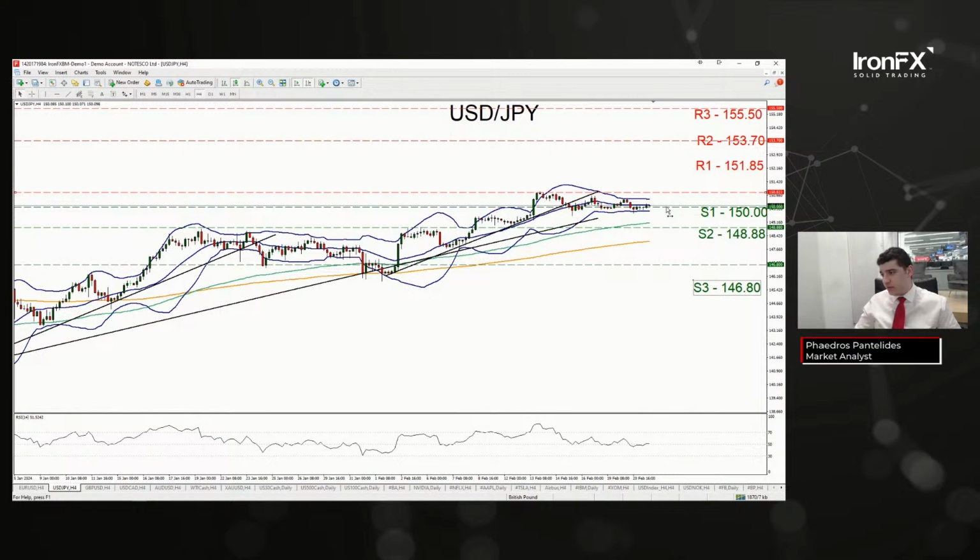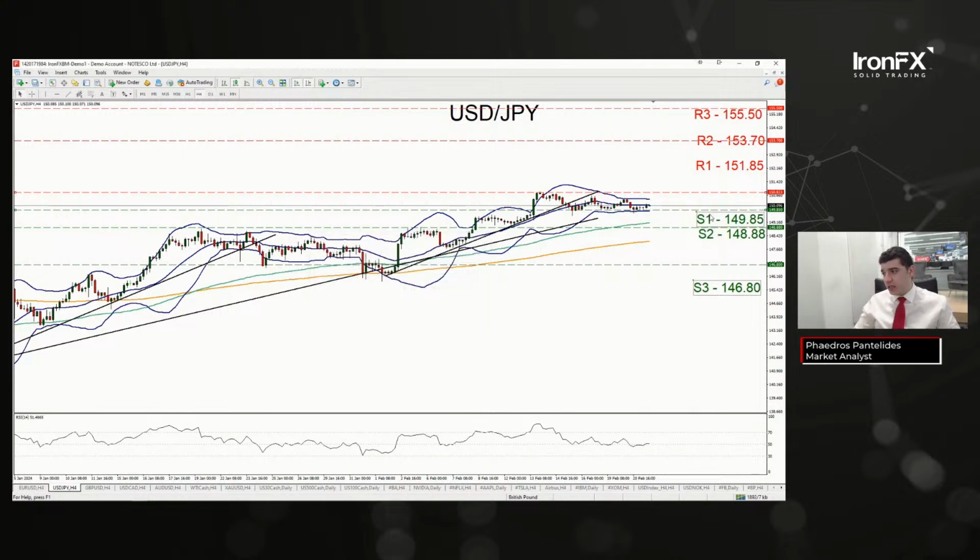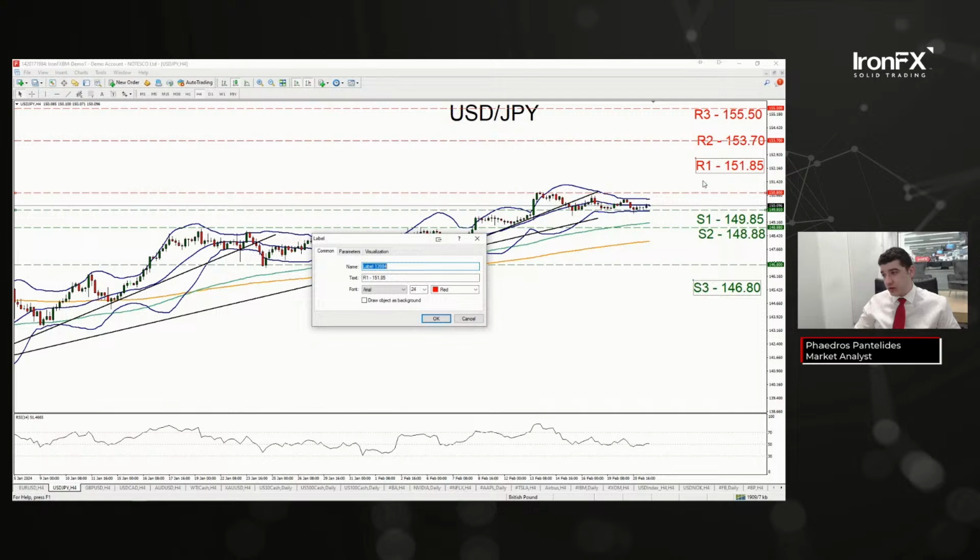But if we want to be slightly more accurate, I could put it at 149.85, although 150 is also valid. So 149.85 for S1. And then very close to that is 150.80, which is R1. So if you'd like a sideways channel, this would be it based on the narrowing of the Bollinger Bands. So low market volatility, RSI 51. As such, sideways bias between S1 and R1.